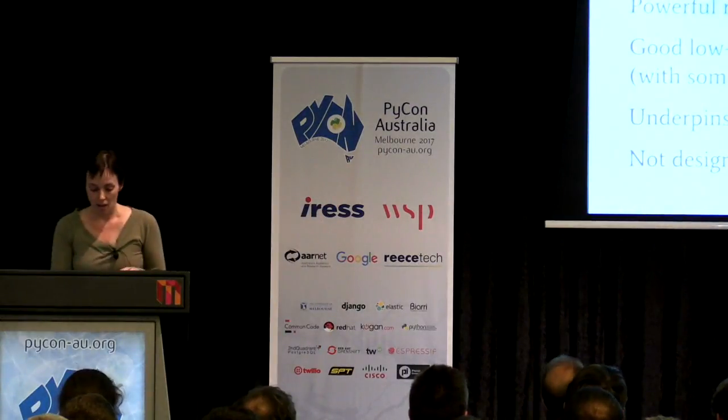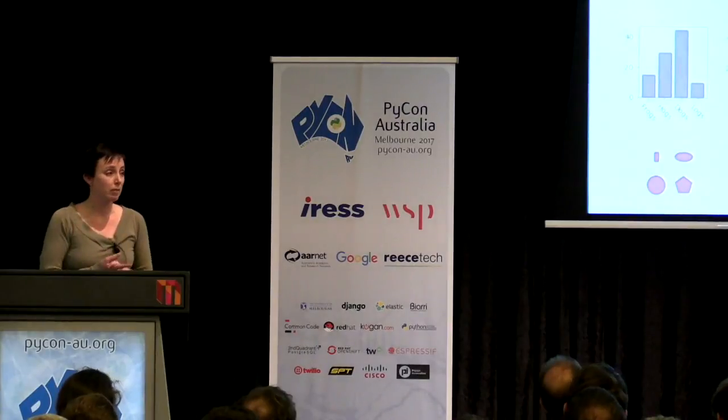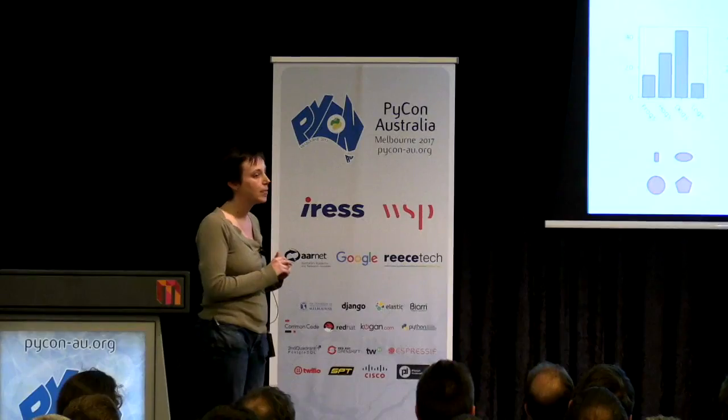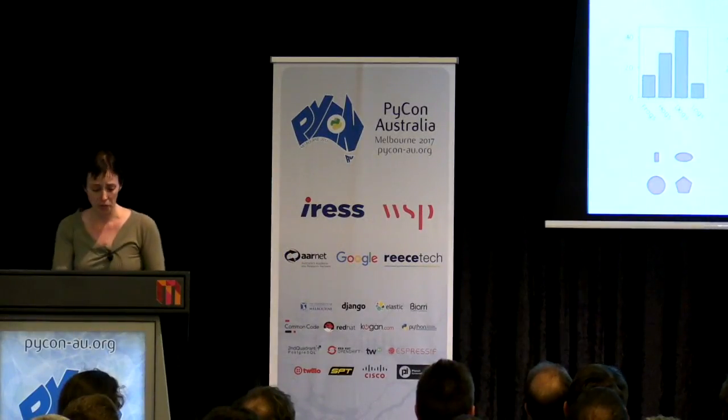And it's probably worth mentioning that Matplotlib 2.0 came out this year, and Matplotlib is now a lot prettier by default. So it's updated the fonts, the color schemes, it's colorblind friendly, it doesn't have black lines around shapes by default, all that sort of stuff. I won't spend time on that.